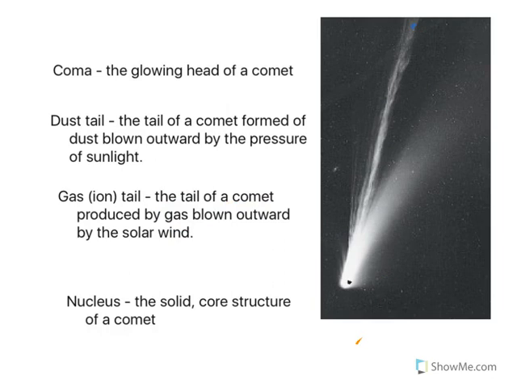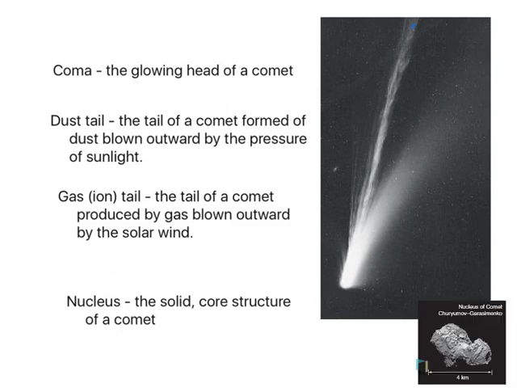Now the last part is called the nucleus. Now the nucleus you can't see. The nucleus is in the center of the coma, or near center of the coma. The nucleus is the solid core structure of a comet. In the bottom right is an image of the nucleus of a comet. As you can see, it is grayish or shades of gray, and not spherical. It is potato-shaped or very oblong or of strange structure shape.